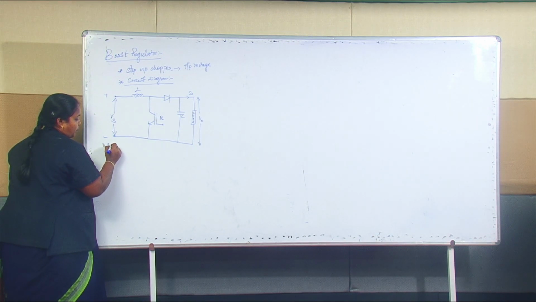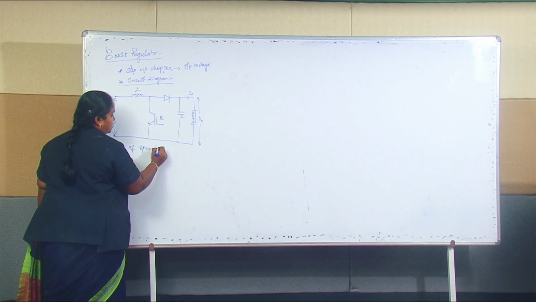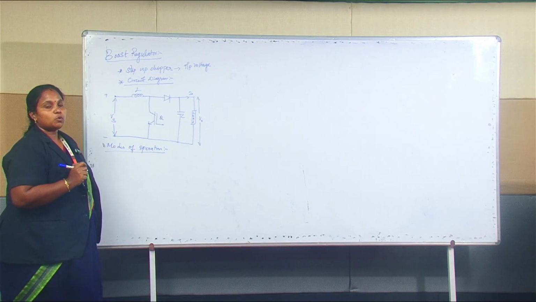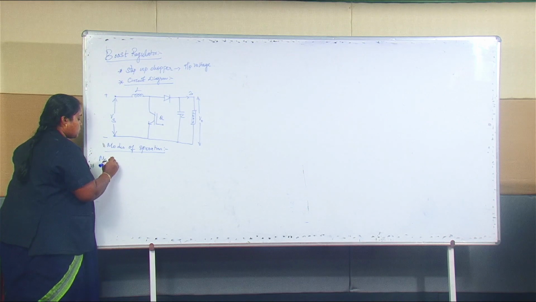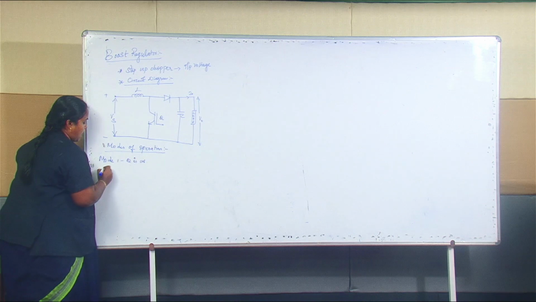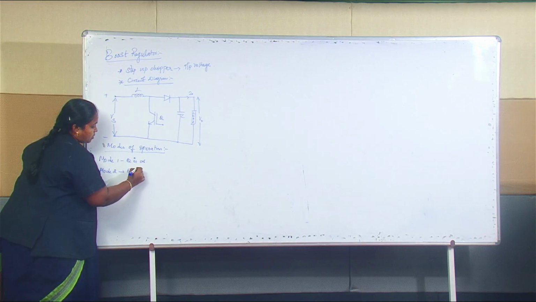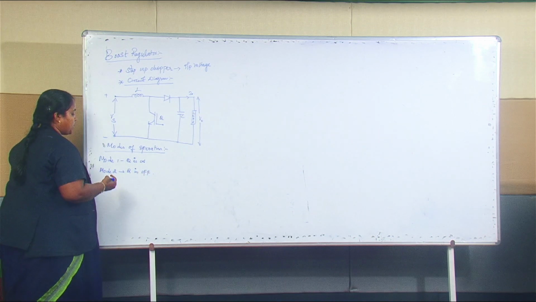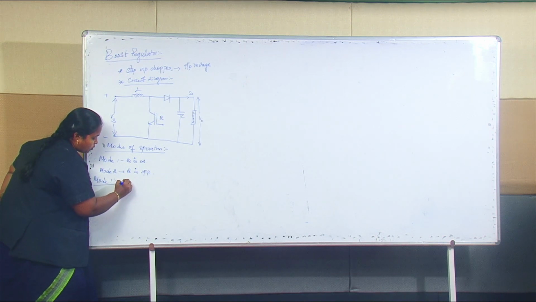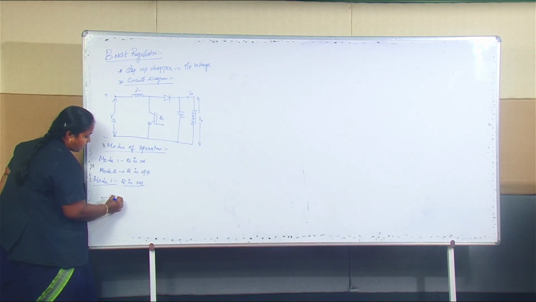Now next is the modes of operation. As I said before, when we have a switch, we have to consider its on and off conditions. Based on that, we have two modes of operation. During mode 1 operation, your switch is on, and during mode 2 operation, your switch is off. Now let me draw the circuit diagram for mode 1, where your switch is on. So we have an inductor.